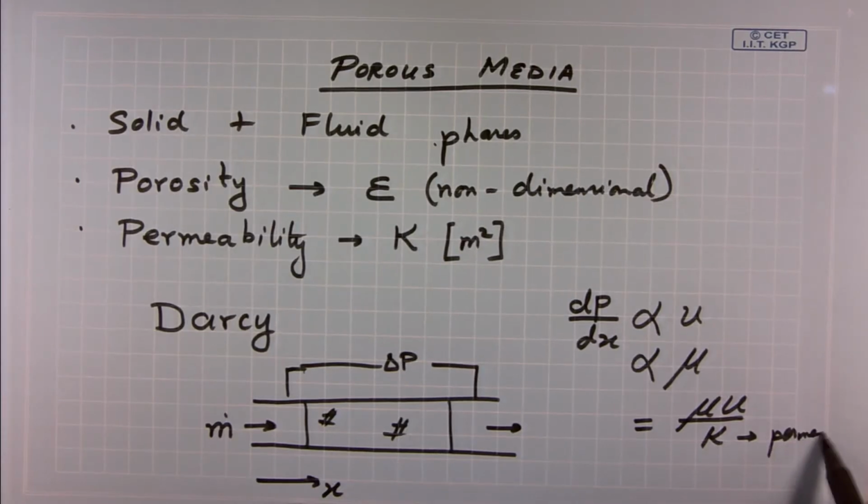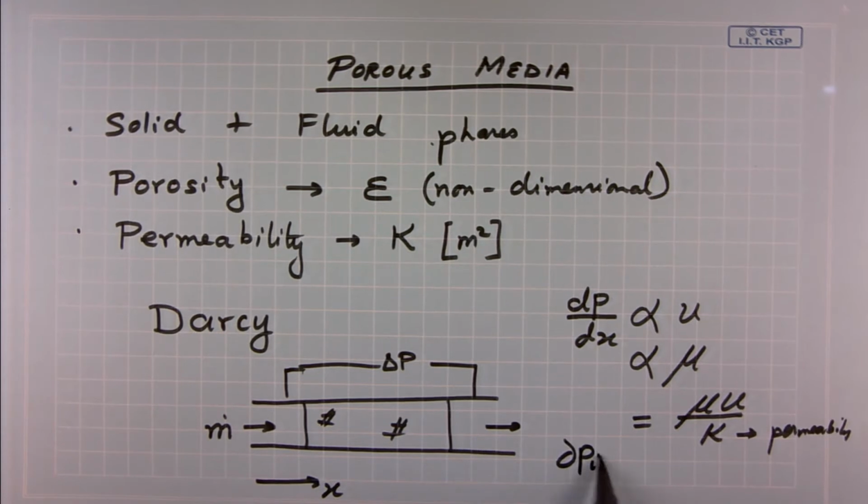Okay. And this is true for any direction. This was unidirectional flow. So, if I have to write it generically, I would write Darcy's law as delta p in the tensor form, del p over del x_i, equals mu u_i over K in that direction.